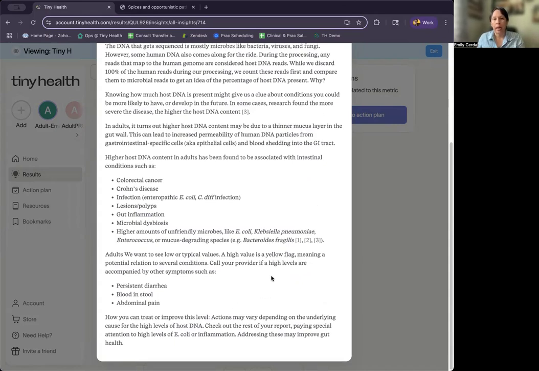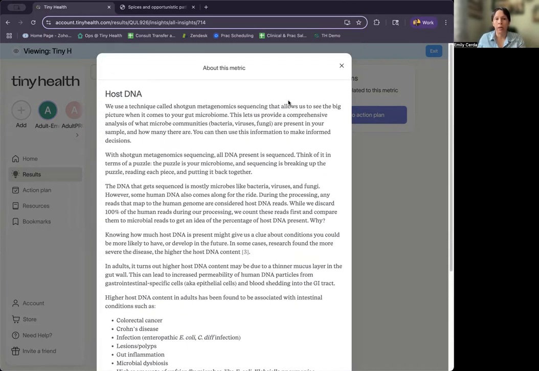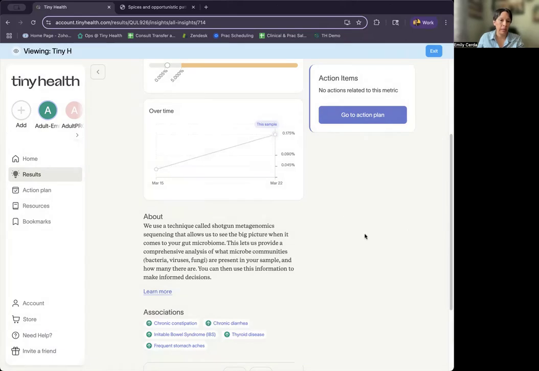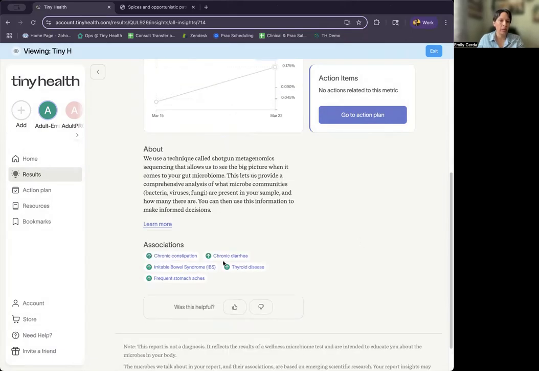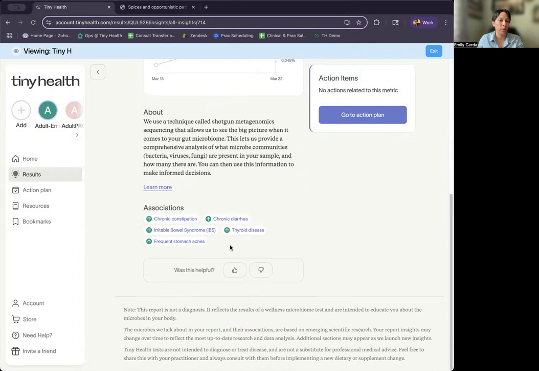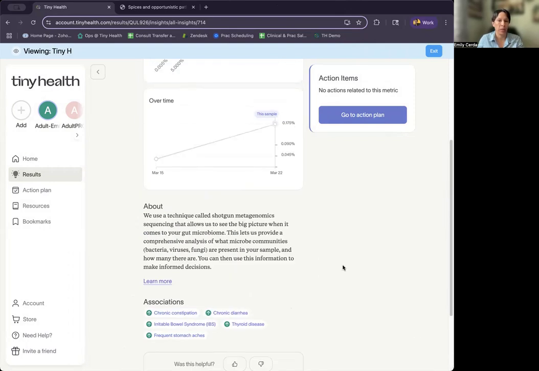And interestingly, high host DNA can also occur when there's really low microbial diversity. And so we're having a lot more human DNA, and maybe there's not a ton of microbes in there. There's not a lot of diversity. So this is definitely one worth looking into, checking out. Its associations with our internal data are here that you're welcome to look into.